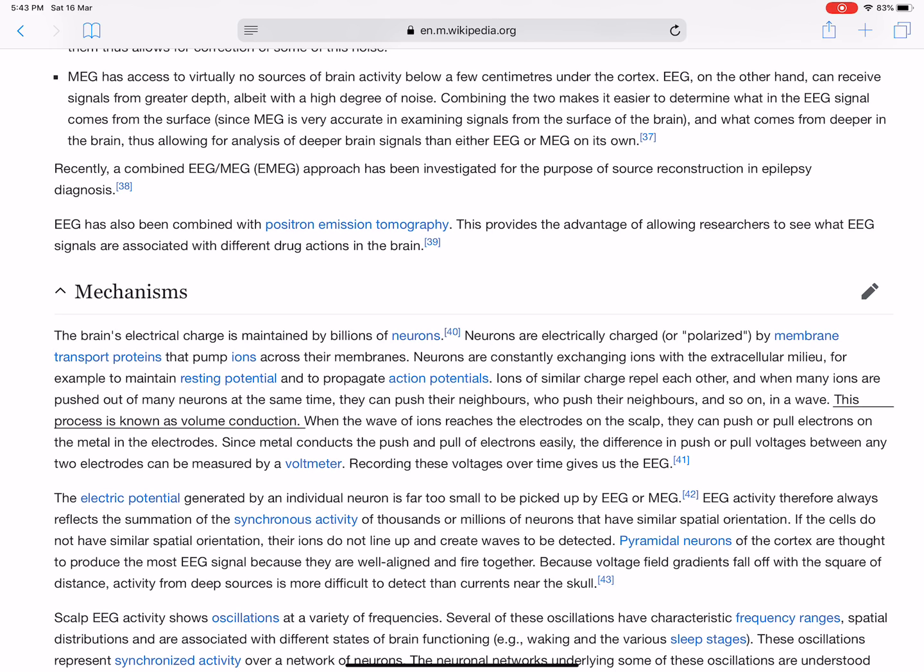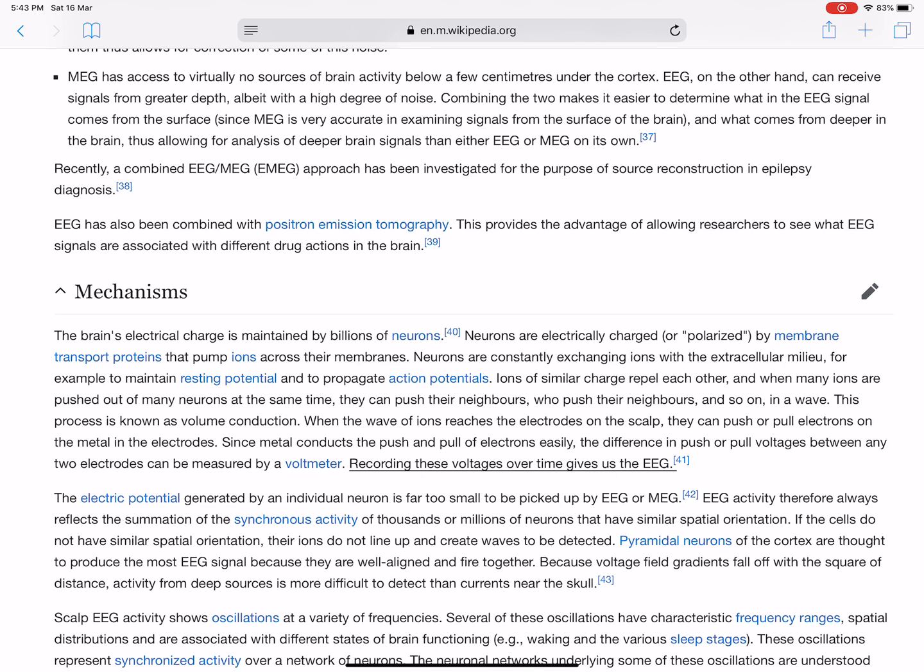When the wave of ions reaches the electrodes on the scalp, they can push or pull electrons on the metal in the electrodes. Since metal conducts the push and pull of electrons easily, the difference in push or pull voltages between any two electrodes can be measured by a voltmeter. Recording these voltages over time gives us the EEG.